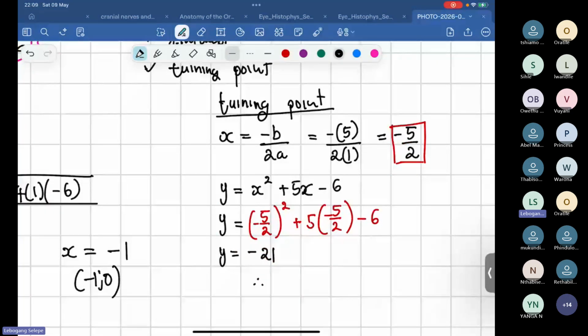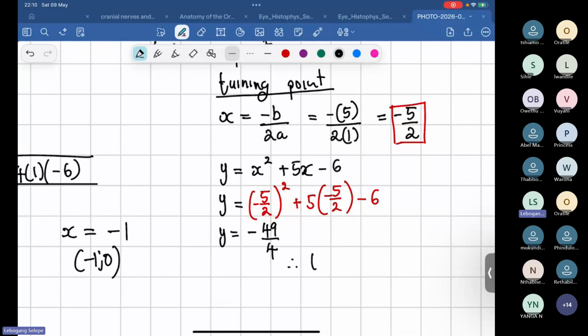No, sorry, ma'am, it's not correct. What is it? It's negative 49 over 4. Okay, thank you, I forgot to square. No worries. Thank you so much for letting me know. You said it's negative 49 over 4, right? Yes. Okay, therefore the coordinates of the turning point are going to be negative 5 over 2, negative 49 over 4.